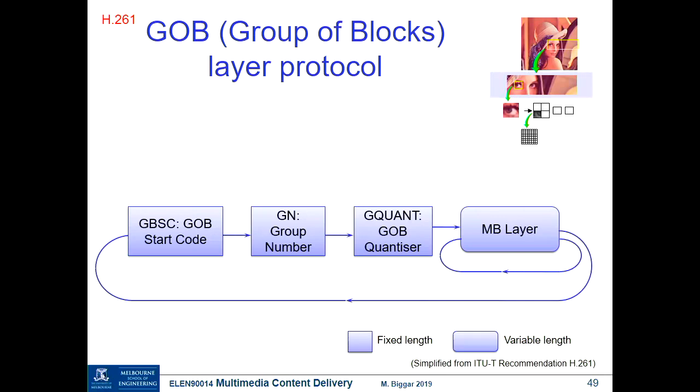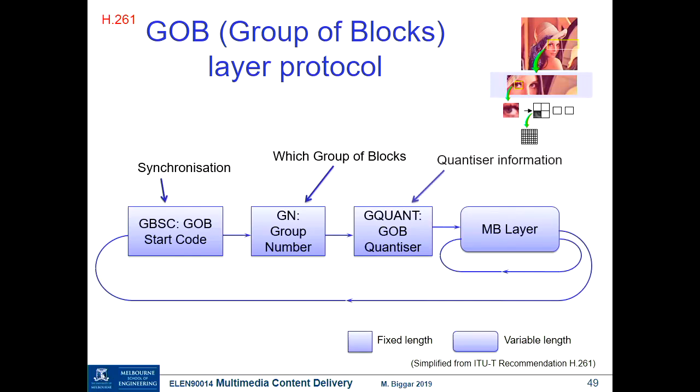Inside the group of blocks, we've got another start code for synchronization. We've got a group number, so we know which group of blocks we're talking about, to ensure that we're putting the data in the right place in the picture. We've got some quantizer information here. This tells us which quantizer we will be using within the macro block layer, but I'll come back to that point if I have time. And so having defined essentially where the group of blocks is, we then jump inside and define each macro block. So we go round and round that macro block layer until we finish with this group of blocks, and then we go back and there's a new start code for the next one.